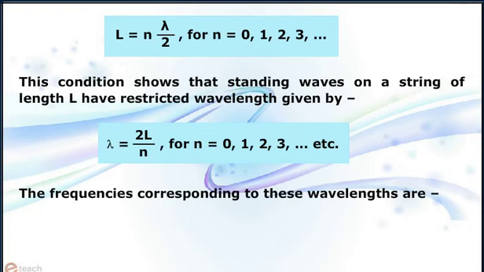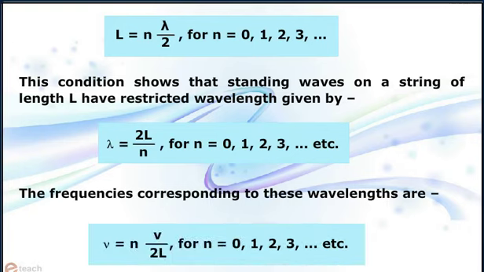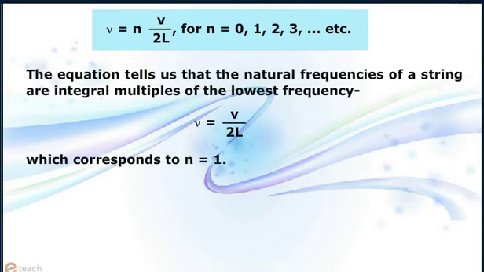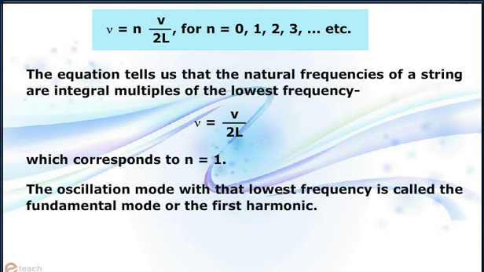The frequencies corresponding to these wavelengths are frequency equals nv by 2L for n equals 1, 2, 3 and so on. The equation tells us that the natural frequencies of a string are integral multiples of the lowest frequency, v by 2L, which corresponds to n equals 1. The oscillation mode with that lowest frequency is called the fundamental mode or the first harmonic.